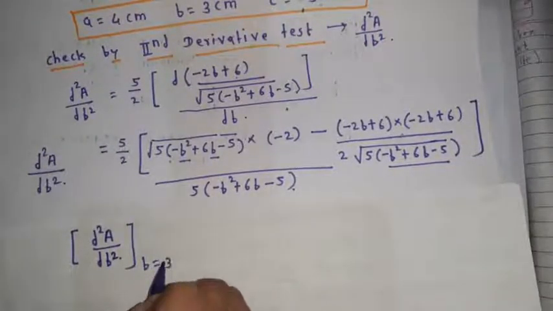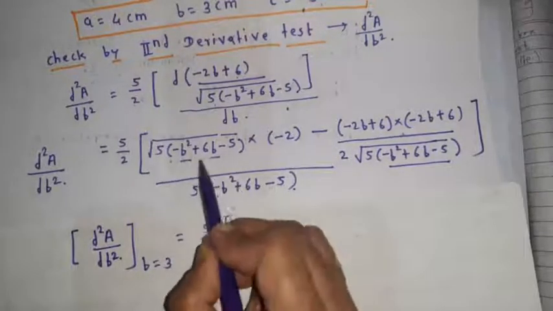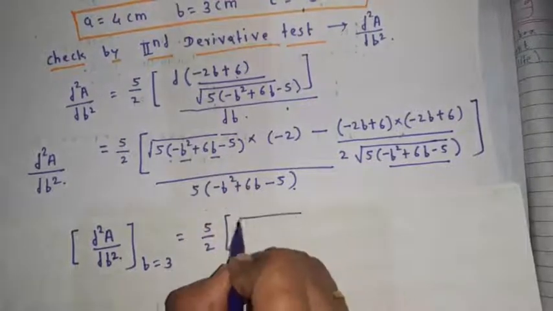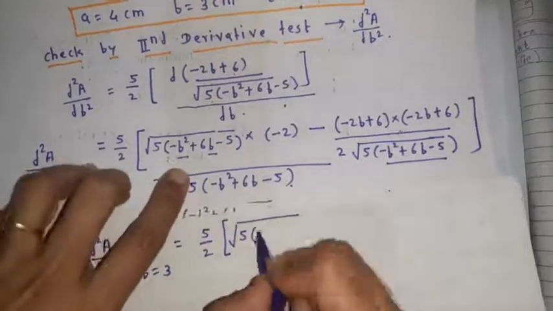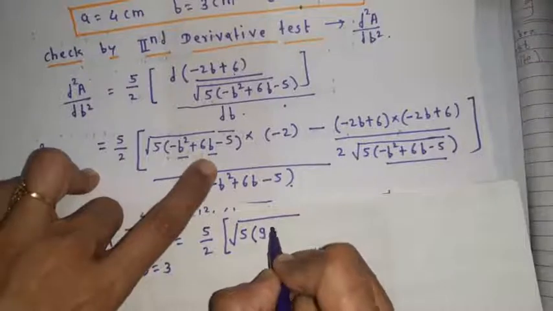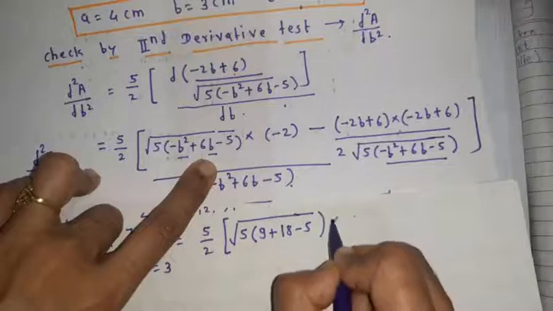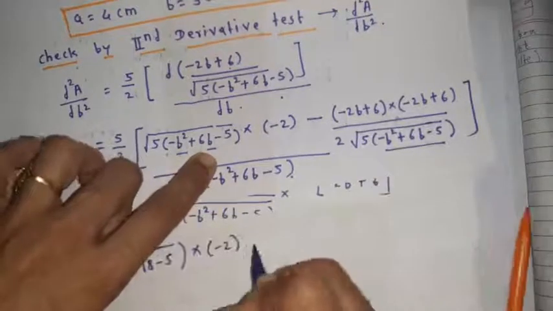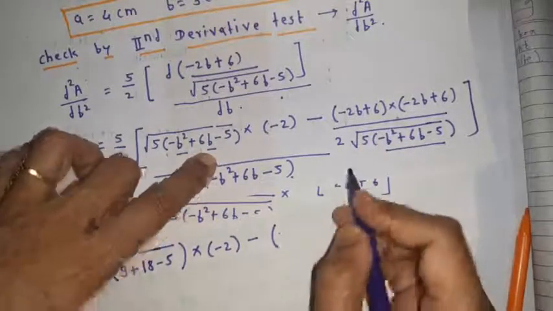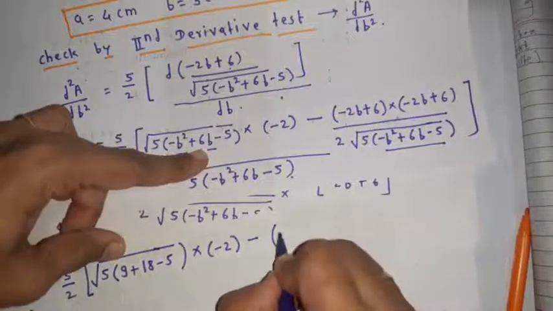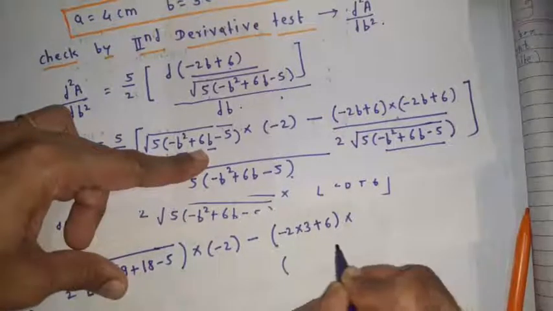b equal to 3, and we will get 5 upon 2, and put the value of b equal to 3, that is square root of 5 into minus 3 square, that is 9, plus 6 into b, that is 18, minus 5, square root of this, into minus 2. Here minus 2b, the value of b is 3, and that is minus 2 into 3 plus 6, and into the remaining term.